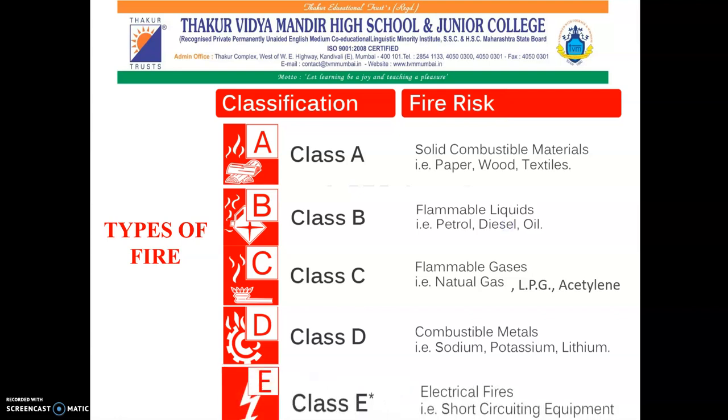And the last one is Class E fire. A fire caused due to electrical components is called Class E fire. To extinguish such fire, power is cut off and non-conductive fire extinguishers like carbon dioxide are used.